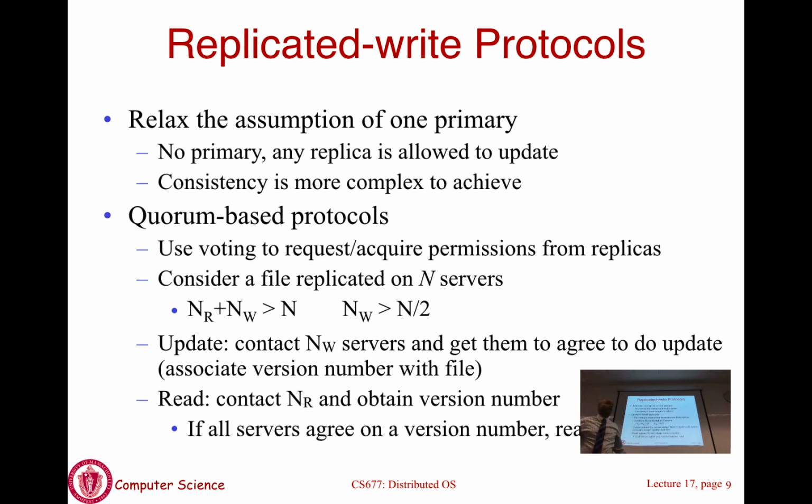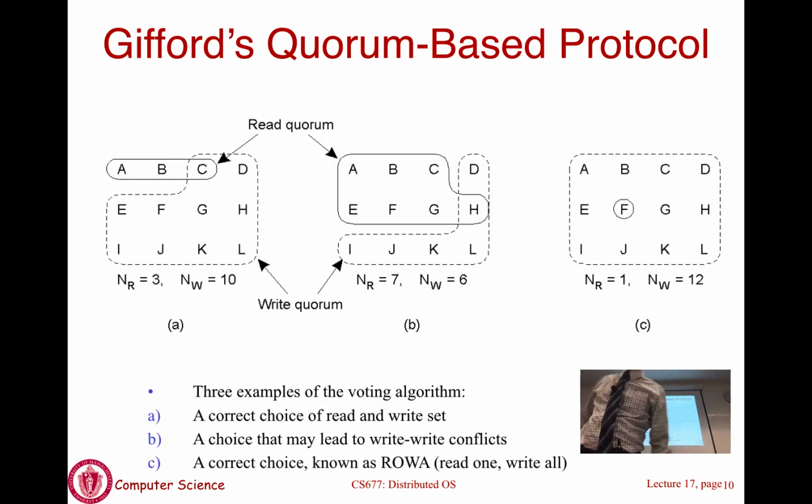Once you pick your write quorum, the read quorum should be chosen such that NR plus NW is also strictly greater than n, which is the total number of servers. I'll give you an example to show how this works. There will be 3 different examples. These are all taken from the book.